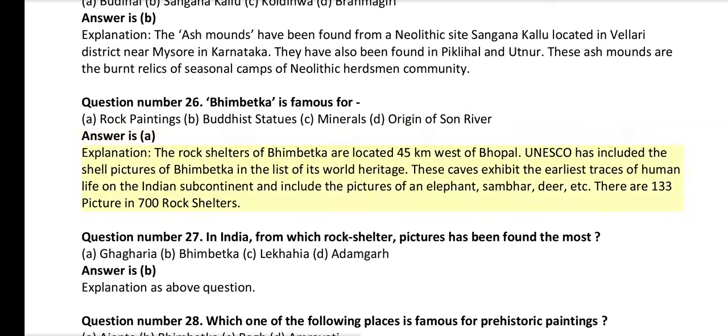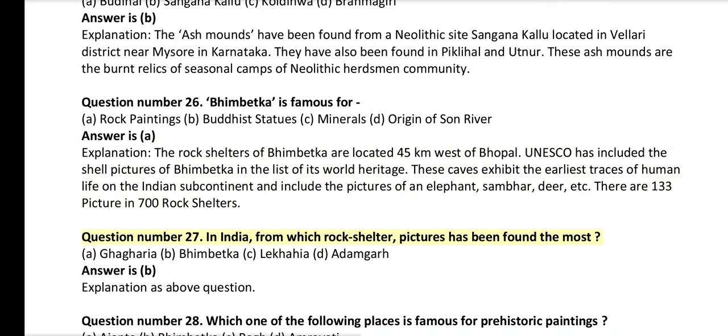Explanation. The rock shelters of Bhimbetka are located 45 kilometers west of Bhopal. UNESCO has included the shell pictures of Bhimbetka in the list of its World Heritage. These caves exhibit the earliest traces of human life on the Indian subcontinent and include the pictures of an elephant, sambhar, deer, etc. There are 133 pictures in 700 rock shelters.